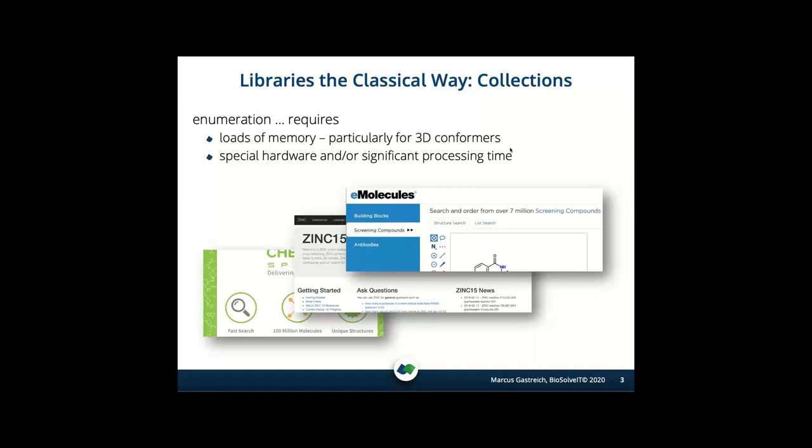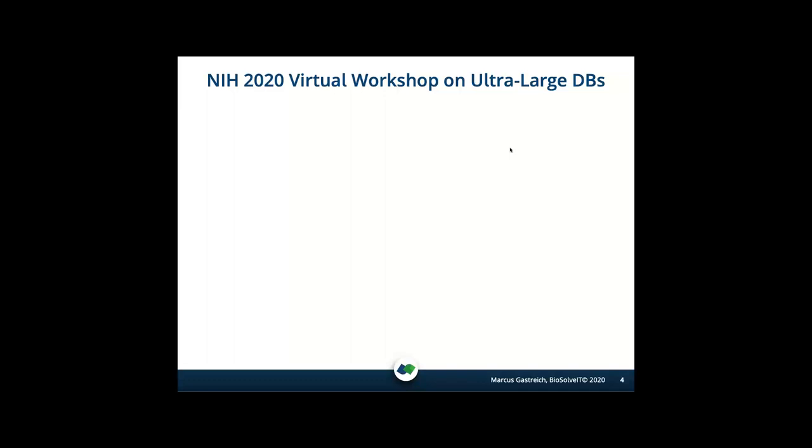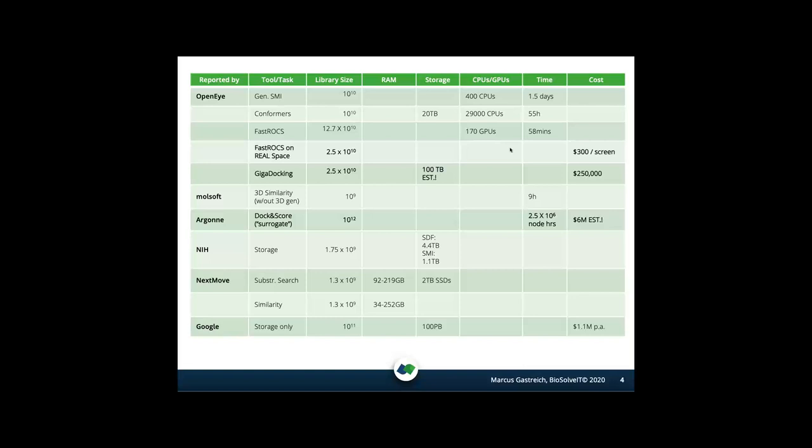So I have jotted down lots of numbers during the workshop, and I tried to capture a lot of them. Sometimes it was easier, sometimes much harder. So I have a sparse table here of what I have recorded, looking at the computational effort. For example, OpenEye were gratefully very open in what they presented with respect to timings, hardware requirements, et cetera. If we walk through this example briefly, the generation of the SMILES molecules themselves, in the range of 10 to the 11th, was done on 400 CPUs and still took 1.5 days. That is just the pure generation, the write out of the SMILES.